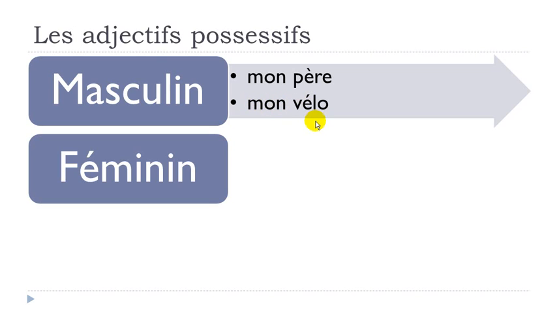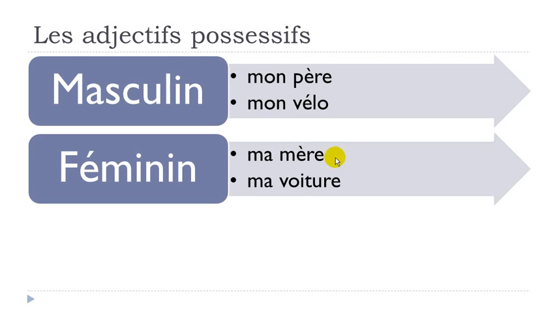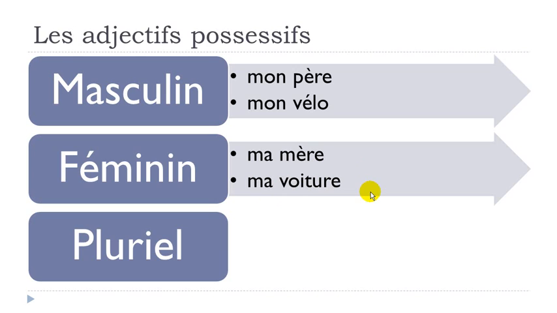All right, let's see now two examples for the feminine. Mother is feminine, and then you will have ma mère. Ma mère, my mother. Here you've got voiture. Voiture means car. It's feminine, so une voiture. Same thing here, you will put the feminine form, ma voiture. Ma voiture.